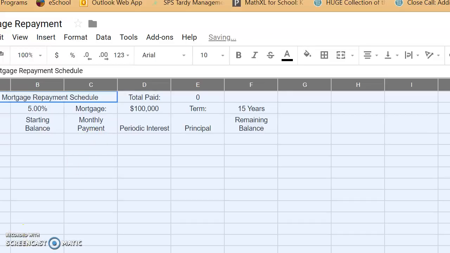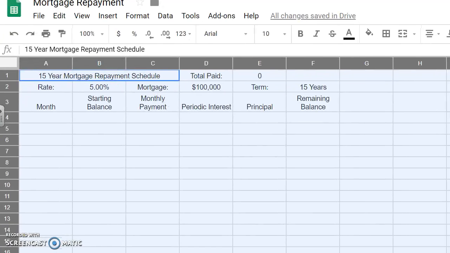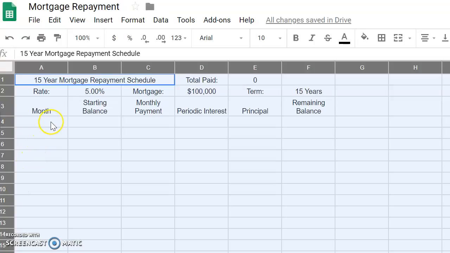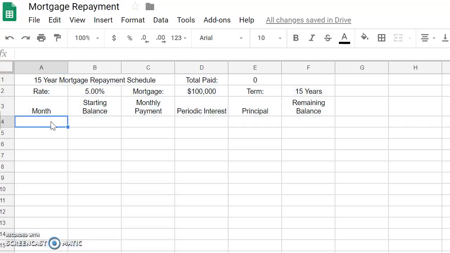Just makes it look professional. Professional, right? Professional math. Okay, now months. In a 15-year loan, there's a lot of months because every year has 12 months. So how far do I know I'm going to go? Well, that's 15 times 12. So type in 1 through 180 and go.